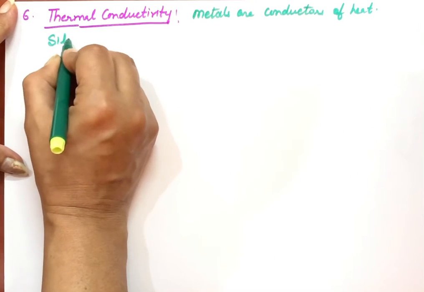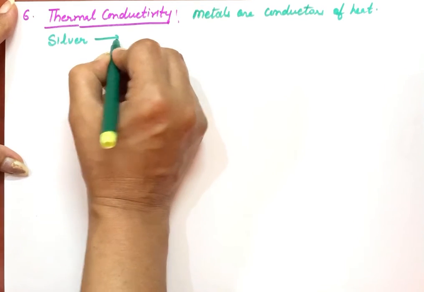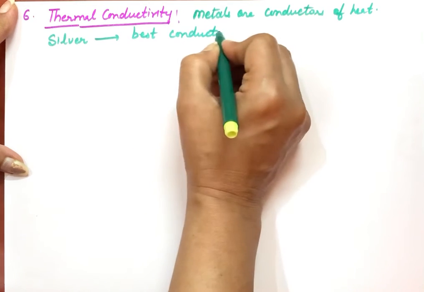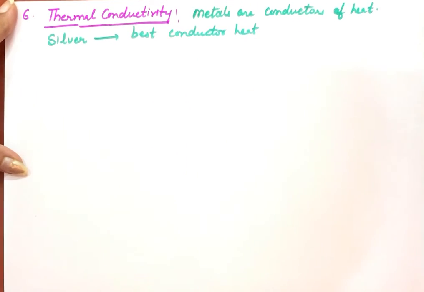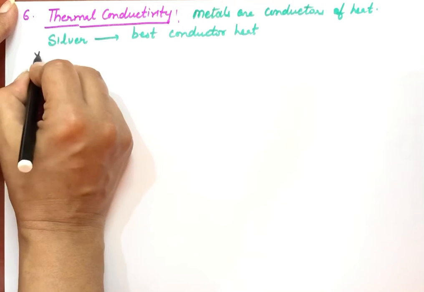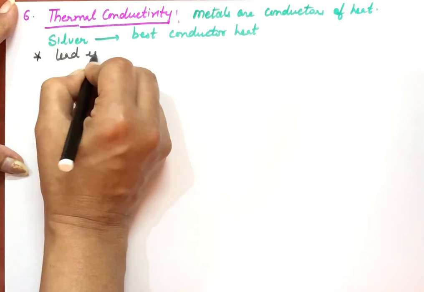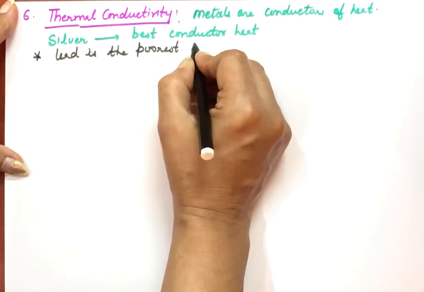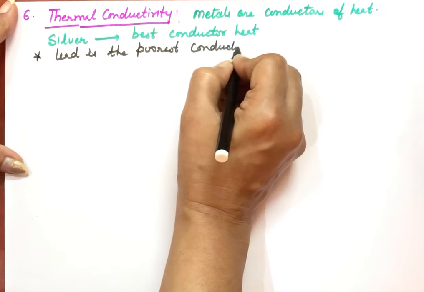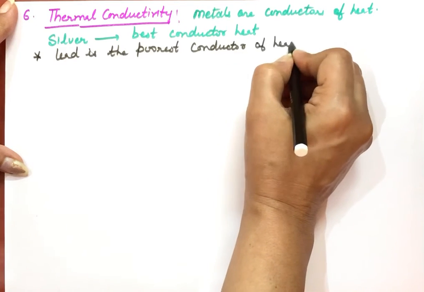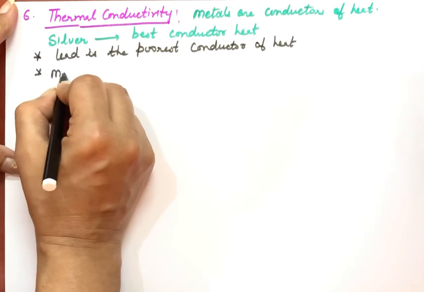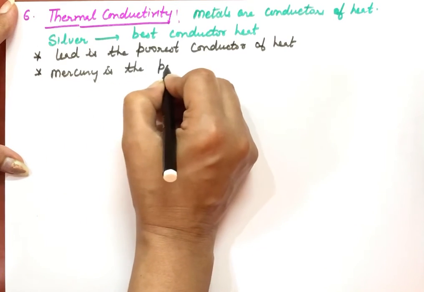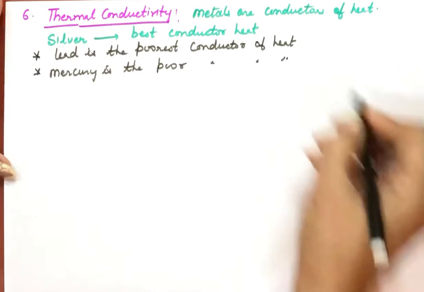The best conductor of heat is silver. But again, here also we have some exceptions. Lead is not a good conductor of heat. It is the poorest conductor of heat. And then mercury, this is also a poor conductor of heat.